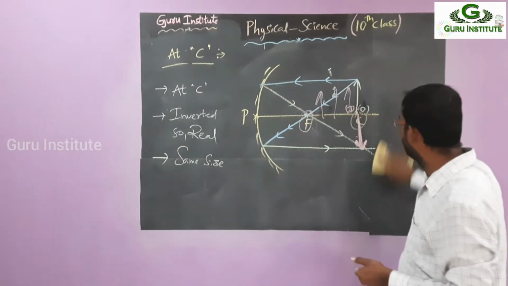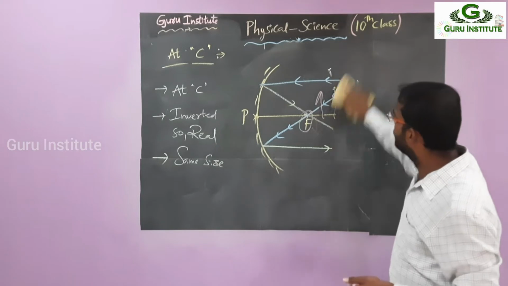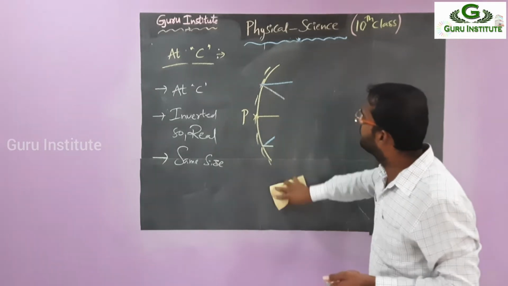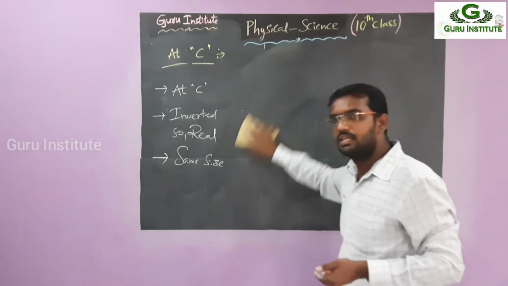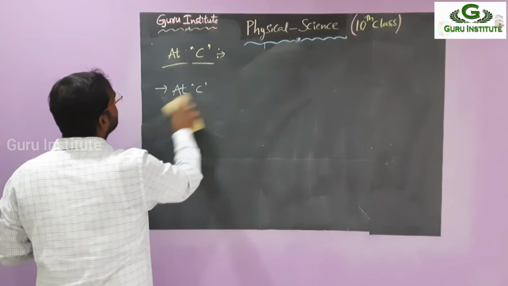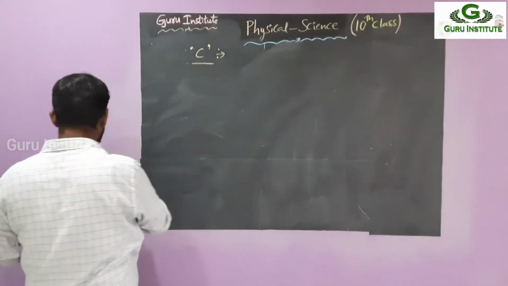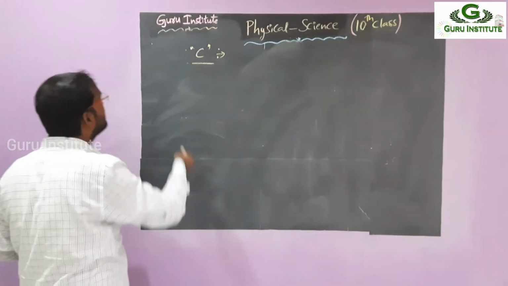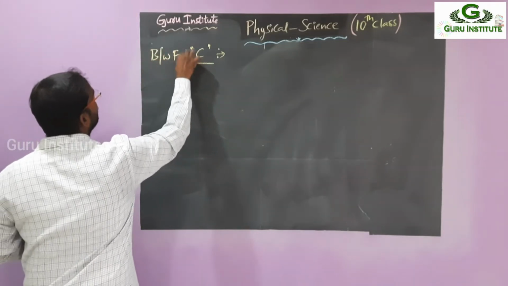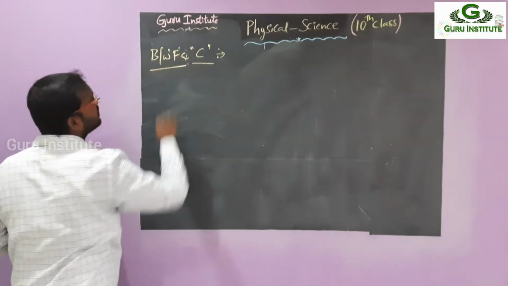So let's check it here. I am drawing with a free hand. If you use the scale and pencil exactly, you will get the exact values, a little bit clearer compared to this one. So then the case is between F and C. Third case is what? Between F and C. Okay, let me check.